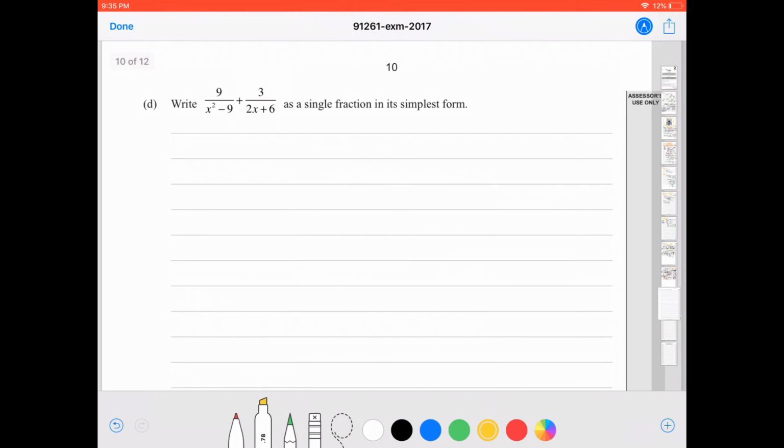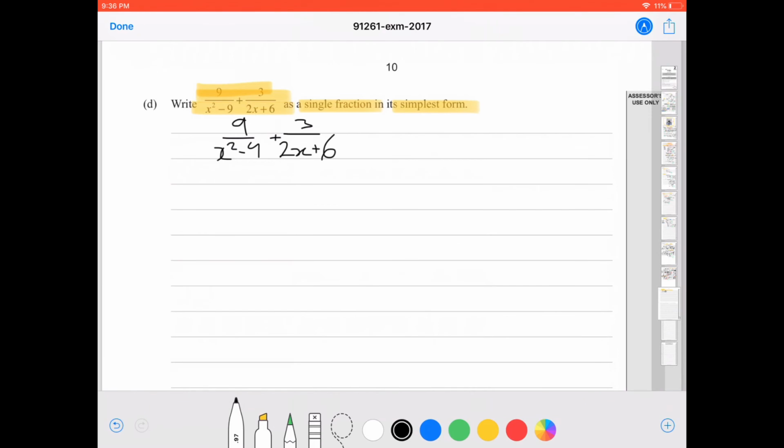So it says, write this expression 9 over x squared minus 9 plus 3 over 2x plus 6 as a single fraction. So we've got two fractions here, and it says write it as a single fraction in its simplest form. Okay, so 9 over x squared minus 9 plus 3 over 2x plus 6.